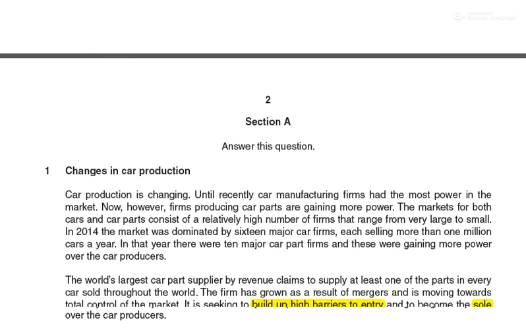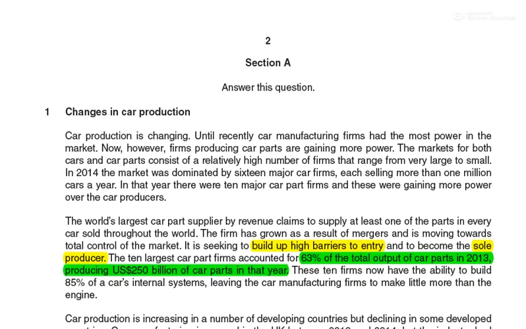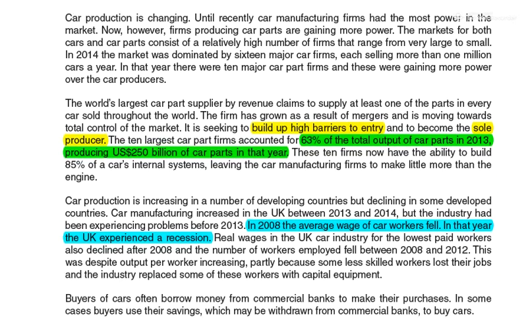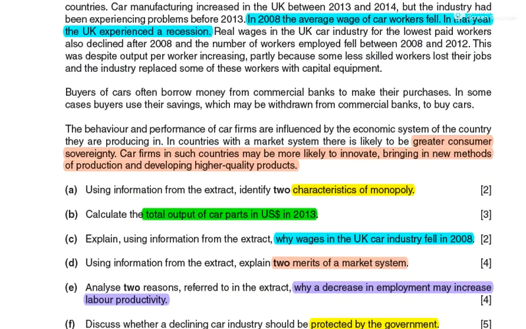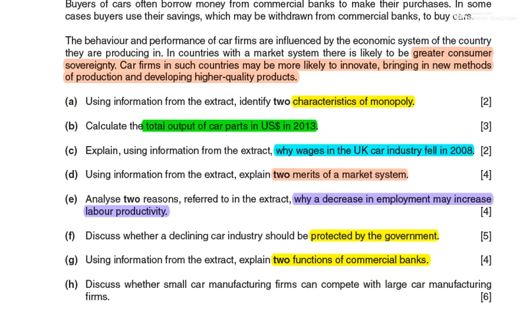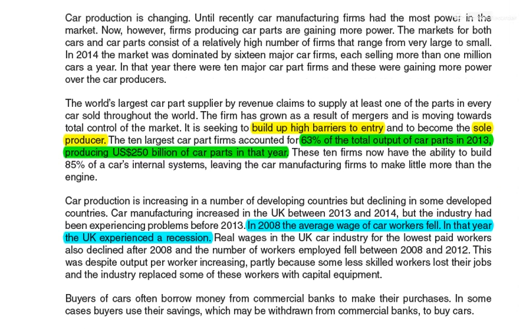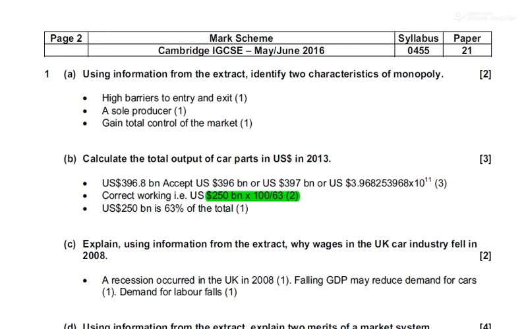So the case study this year was changes in car production, Section A. You have to answer this question. Go through the case study, have a good read, highlight, and then here's your questions on the bottom of that page. So, important that using the extract you identify two characteristics of monopoly. Scrolling up here, you can see there's high barriers to entry and sole producer. So, mark scheme. There you go, 1 mark each.